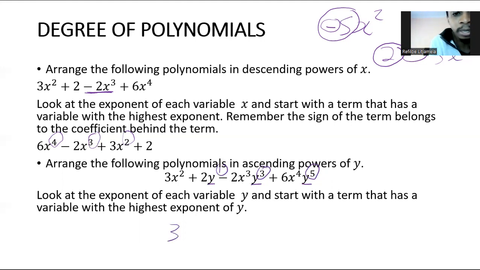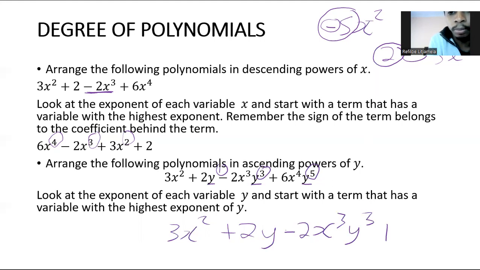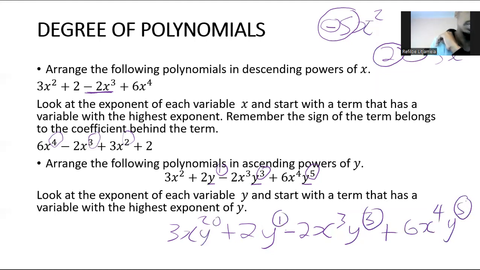So you're going to write it as it is, which is 3x squared plus 2y, and then minus 2x to the exponent of 3, y to the exponent of 3. And then plus 6x to the exponent of 4, y to the exponent of 5. Remember, we're just looking at the exponents of y. Ascending means from the lowest to the highest. The lowest exponent of y here will be y to the exponent of 0, but because y to the exponent of 0 is 1, we do not write it. So it will be 3x squared y to the exponent of 0 plus 2y to the exponent of 1 minus 2x cubed y to the exponent of 3.